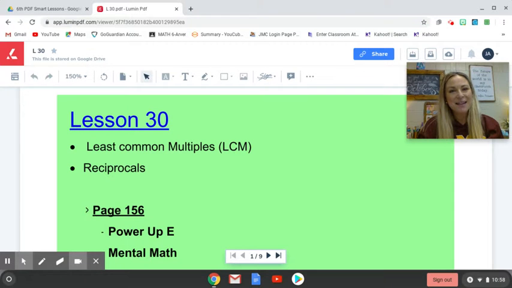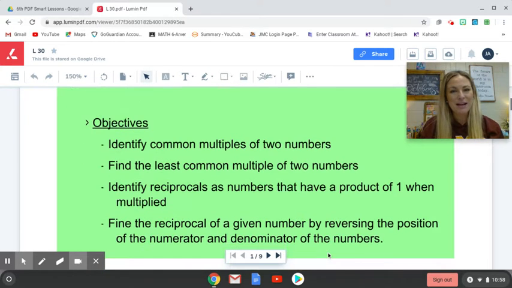Hi everyone, this is lesson 30 and today's topics are really important, two really important ones. The first is the topic of least common multiples, or LCM, and the other is reciprocals. So working with reciprocals is going to be really important as we move forward with our fraction work in 6th grade math. Let's scroll down and take a look at our learning targets for today.